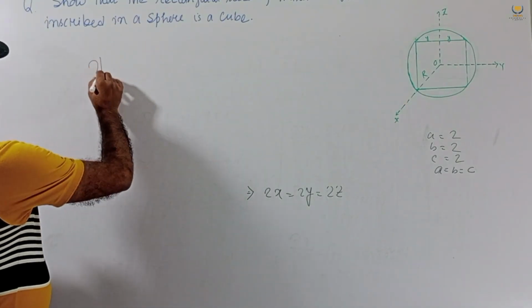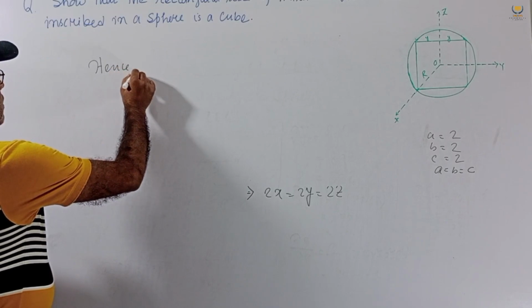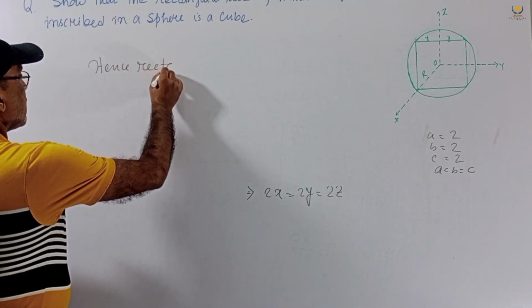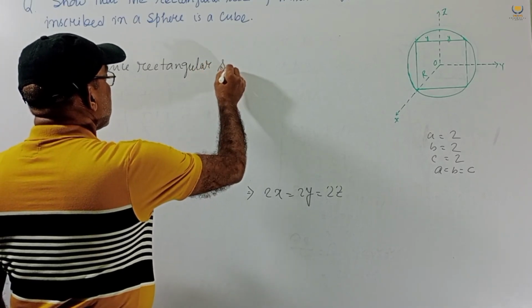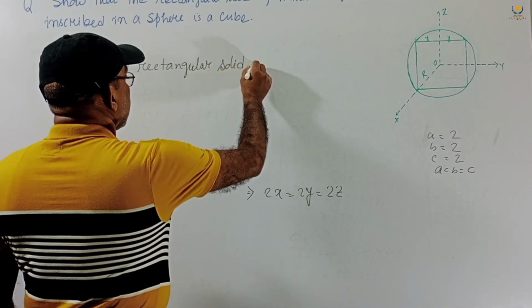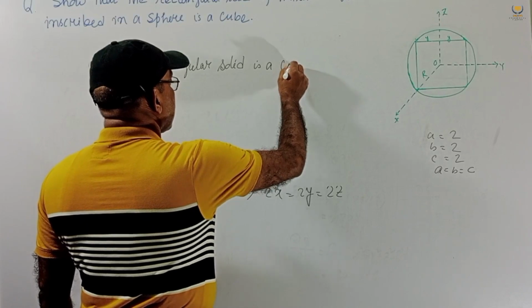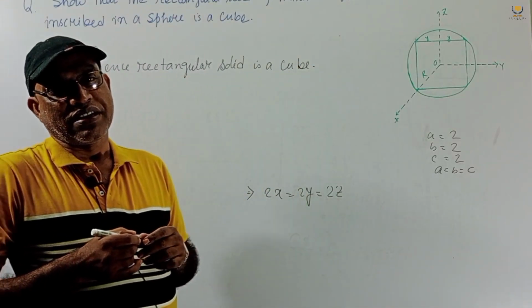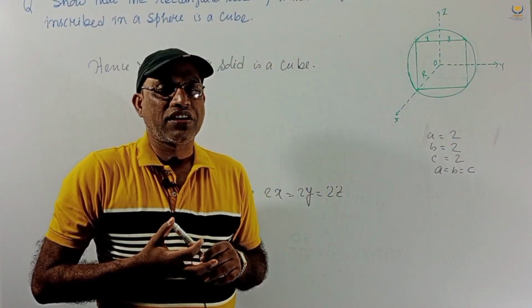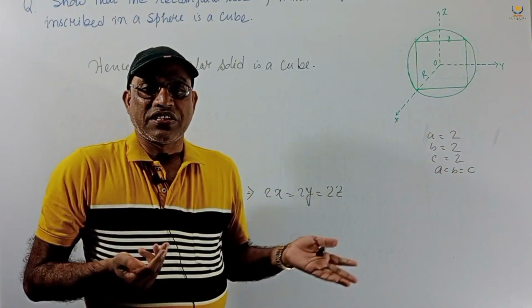Hence the rectangular solid is a cube because you get length, breadth, height are equal. So this is a cube. So this is our answer.